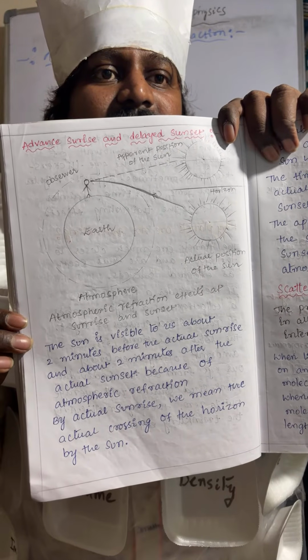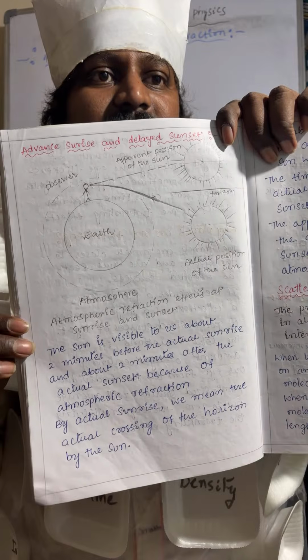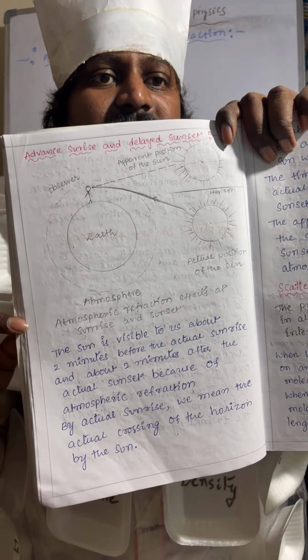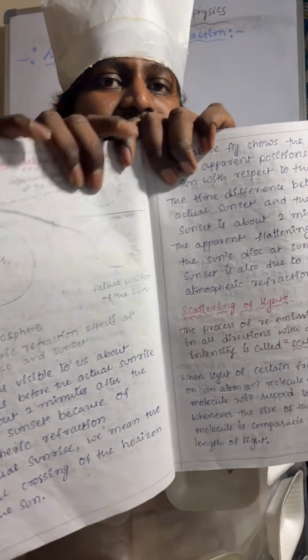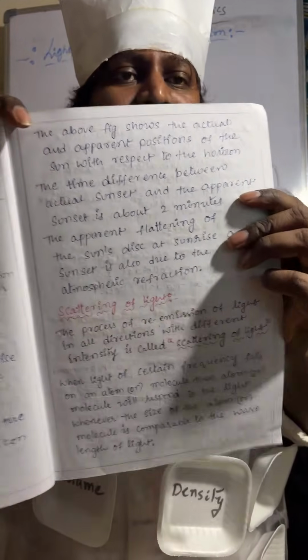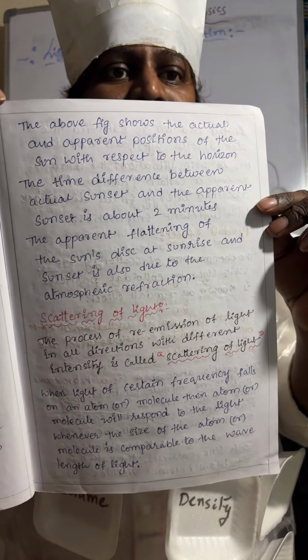You can see here the image and everything. Advanced sunrise and delayed sunset. And you can observe the scattering of light definition here. Scattering of light.